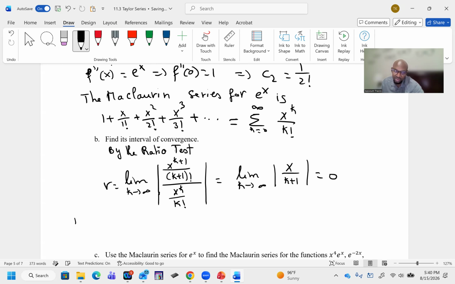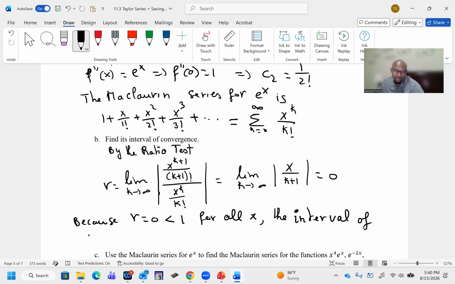So because r is equal to 0, which is less than 1, for all x, the interval of convergence is from negative infinity to positive infinity.